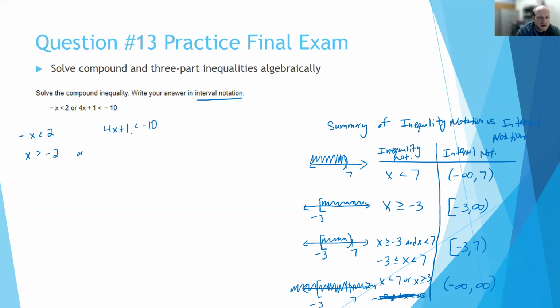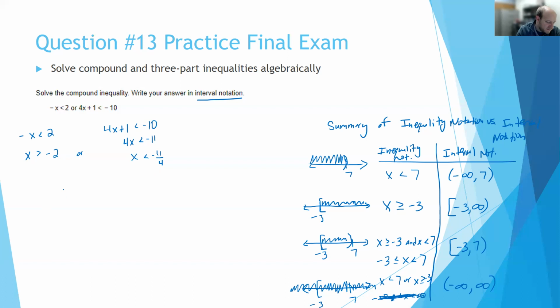So we're going to subtract -1. So we have 4x is less than -11, and then divide by 4. So x is less than -11 over 4. And the sign didn't flip there because we never divided or multiplied by a negative.